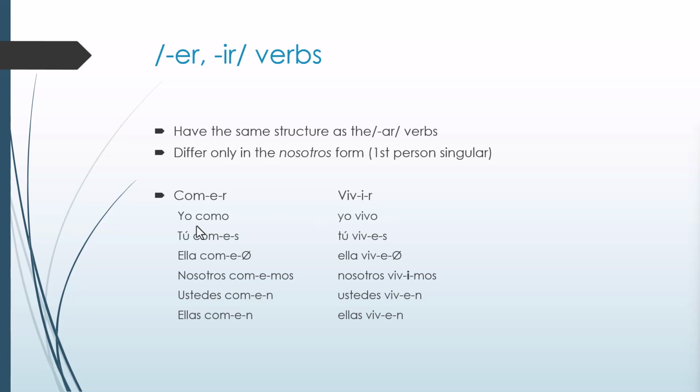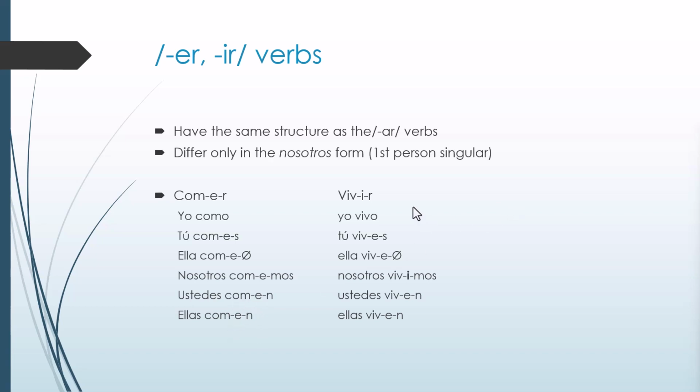But anyway, yo como, tú comes. Notice I got an accent mark on that subject. Tú comes, right? And hablas, comes, right? Ella come, ella habla, ella come, right? We're just switching that theme vowel. Nosotros comemos, ustedes comen, ellas comen. Once again, hablamos, hablan.